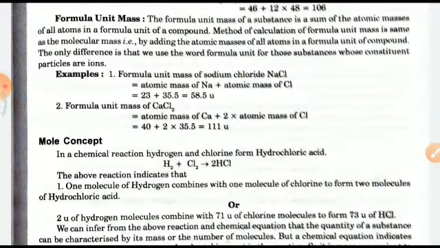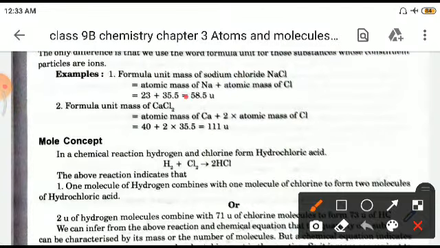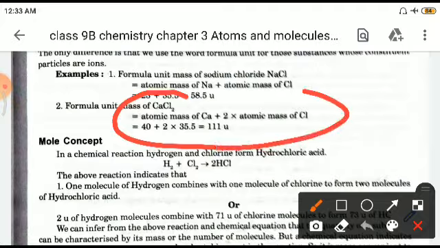This is how molecular mass is calculated for NaCl. The atomic mass of Na is 23 and Cl is 35.5, right? We write and we add it. CCl2 here, you can see in this one, right? See the atomic mass of carbon plus 2 into the atomic mass of chlorine, because there are two atoms of chlorine, right? So 40 plus 2 into 35.5 is equal to 111 u, right?